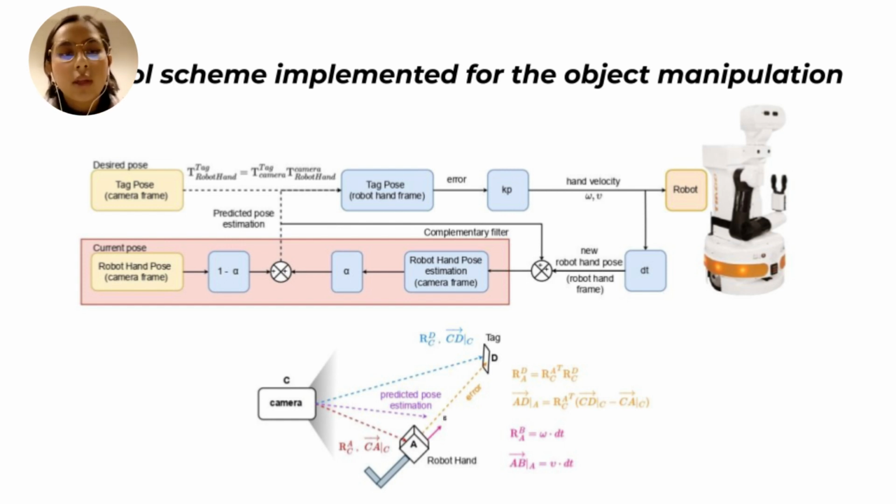And for the feedback, to have a better accuracy of the prediction, a type of Kalman filter was implemented, which is a complementary filter in which we use the current pose. In other words, the real robot hand pose that came from the camera detection, and also the one that we calculated from the integration of the velocity, which allows us to obtain a better accuracy of the robot hand pose prediction.